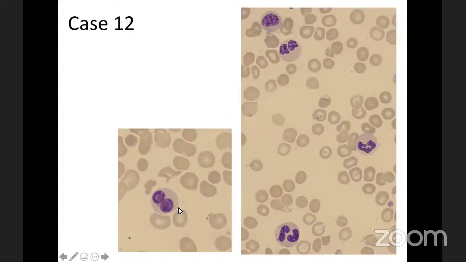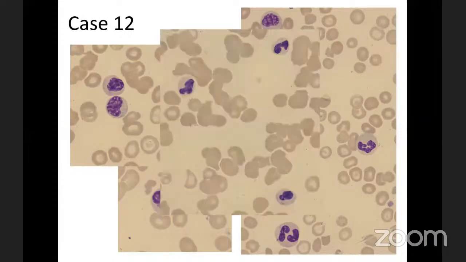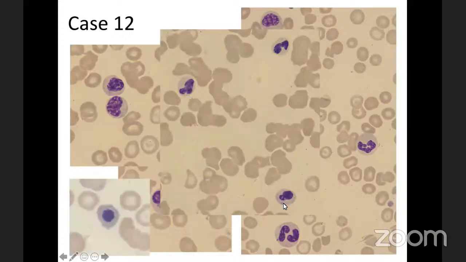Hypogranular also. Hypolobated, hypogranular, and this one abnormal granulocytes. More hypogranular bands. And a rare nucleated RBC was found, and it looks also dysplastic with basophilic stippling and karyorrhexis.